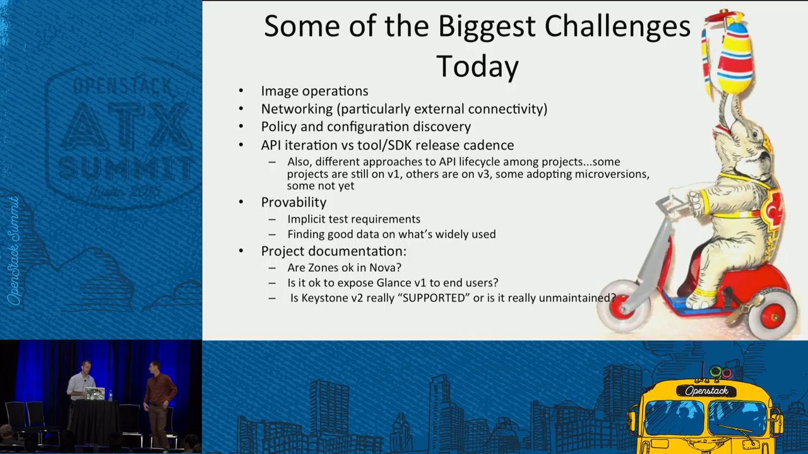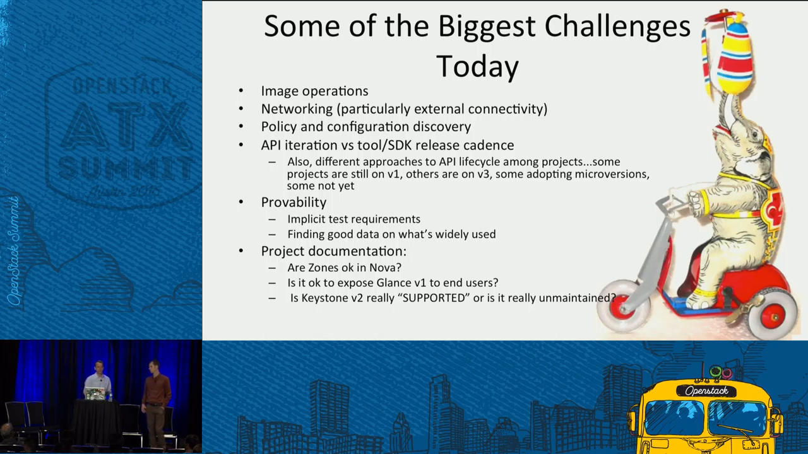And particularly external connectivity has come up as a pain point. There are certain clouds where when you boot a VM and attach it to a default network, you've automatically got an externally routable IP address. With others, you need to actually go attach a floating IP to that. So depending on what product or what cloud you're using, you may wind up with lots of different ways to do external connectivity. So that's one that's come up a lot as well.